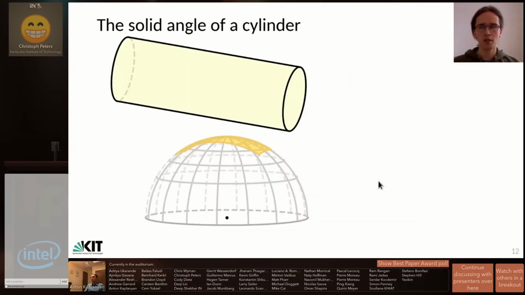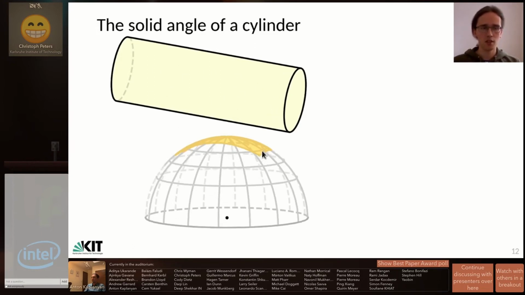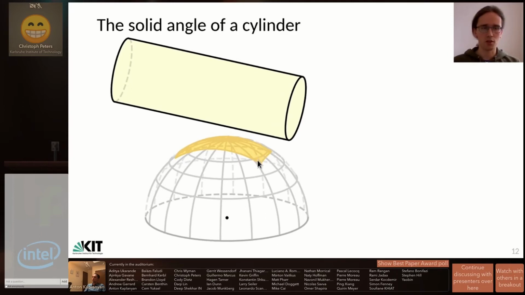To improve upon this, the first step is to derive a faster formulation for the projected solid angle of a linear light, and to get towards that we look at the solid angle of a cylinder, such as this one. So here this solid angle is what we want to compute. We want to compute how big this area on the unit sphere is.